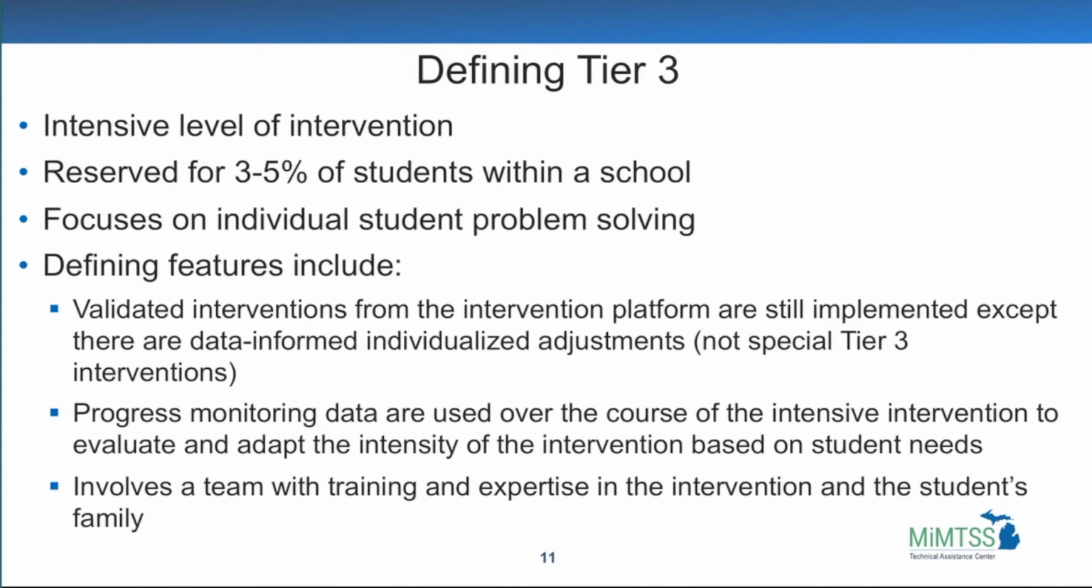Progress monitoring occurs during the intensification of intervention to evaluate and adapt or adjust the intensity of the intervention based on student needs. And Tier 3 support typically involves a team with training and expertise in the intervention or the intensification, as well as the student's family.